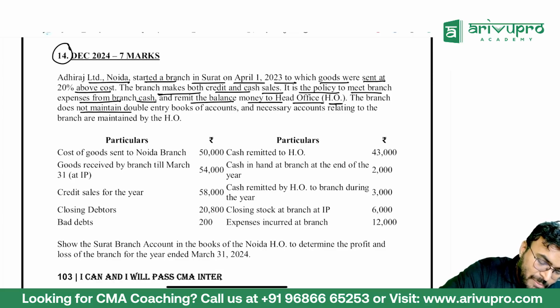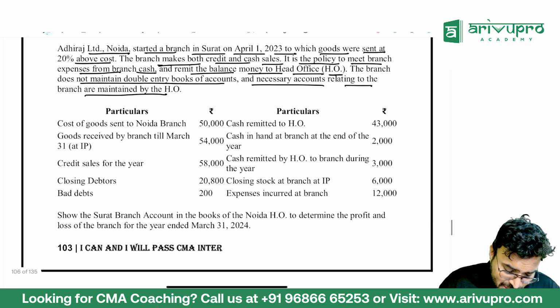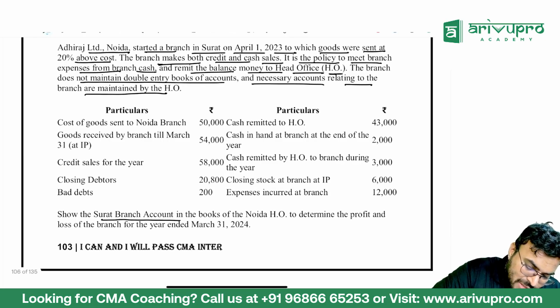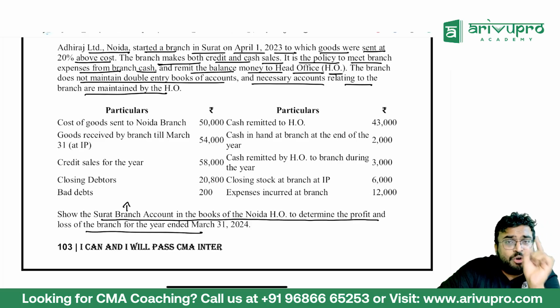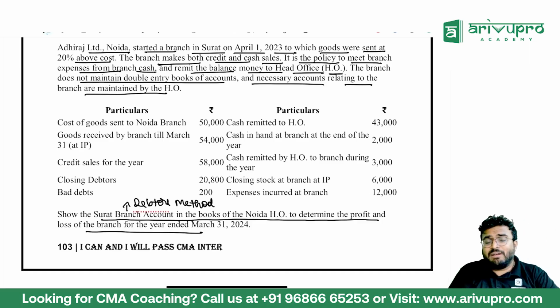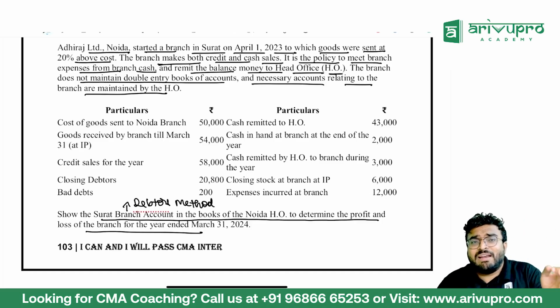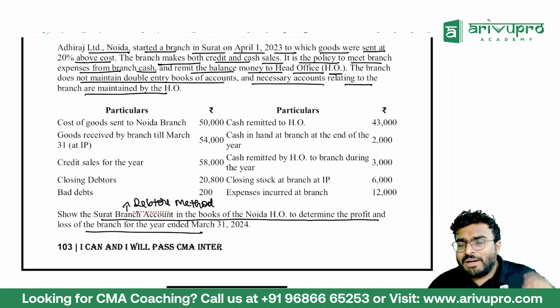The branch does not maintain double entry books of accounts and necessary accounts relating to the branch are maintained by head office. They are not maintaining books. That means a completely dependent branch. Show Surat branch account in the books of Noida head office to determine the profit or loss. They are telling Surat branch account. That means one account, so it is debtors method. If they would tell maintain necessary ledger accounts, then it would have been stock and debtors method.